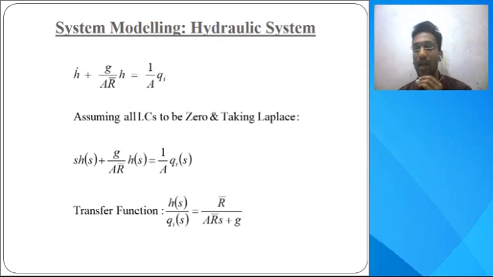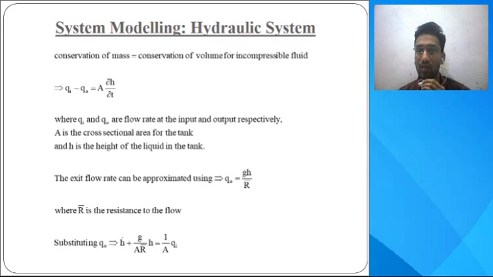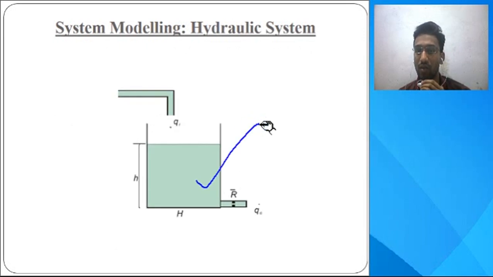The exit flow rate can be given by this equation, that is Q naught is equal to gH upon R bar. What is this R bar? This R bar is the resistance offered to this flow, here it is the R bar, that is the resistance offered to the flow through this output flow, that is the Q naught.